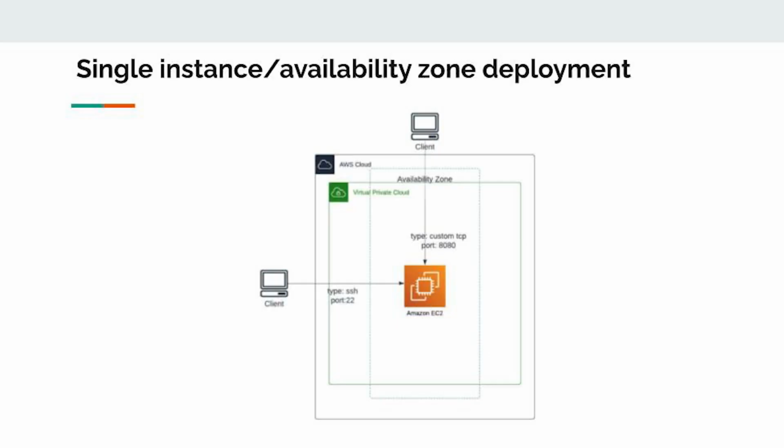In the previous video, we deployed a Node.js app on a single EC2 instance on a single availability zone. But this deployment has an issue, which is availability. If the instance or the availability zone goes down, the app would be unavailable. To fix this issue, in this video, we are going to deploy our app on multiple availability zones.